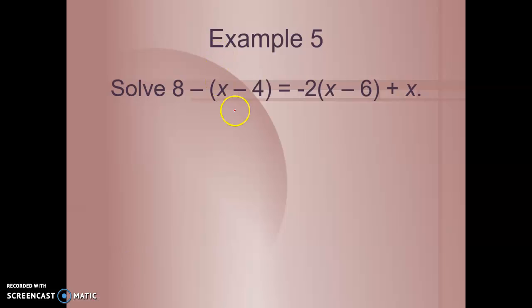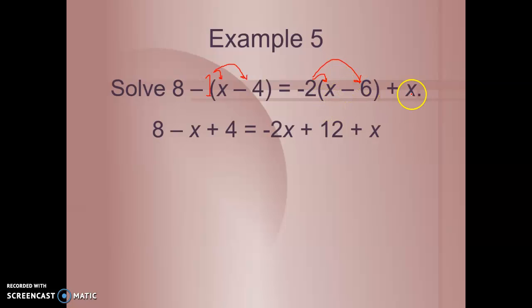8 minus x minus 4 equals negative 2 times x minus 6 plus x. The first thing that we want to do is get rid of those parentheses, and we're going to do that with the distributive property. Remember here that this is a negative 1, and we do have to distribute that negative. Okay, over here we distributed the negative 2. Be very careful with your signs when you're distributing negatives because they do change the signs of what they're being distributed to.